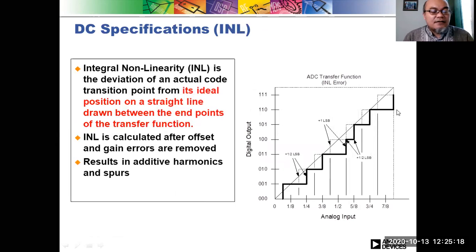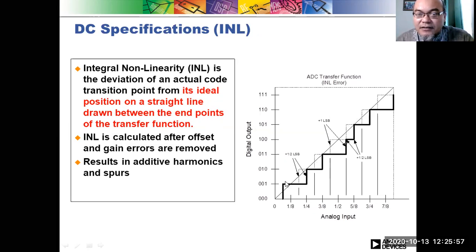Another error is called integral nonlinearity. Integral nonlinearity is the deviation of an actual code transition point from its ideal position, on a straight line drawn between the endpoints of the transfer function. For example, here the dash line is the ideal transition code.